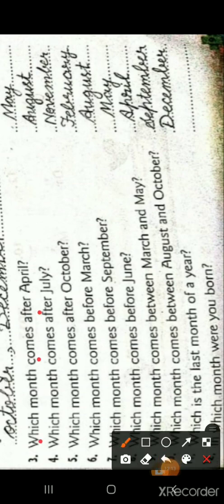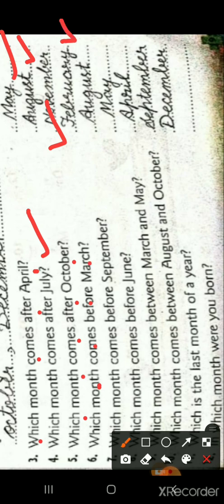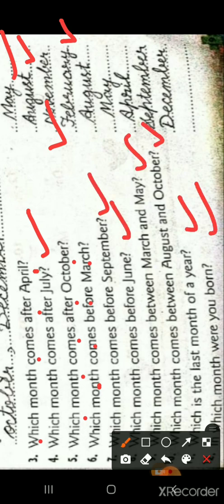Now number 3, you can see the question, which month comes after April? After April, May comes. So you will write May. Which month comes after July? So after July, August will come. Which month comes after October? Yes, after October, November will come. So we will write like this. Number 6, which month comes before March? Yes, before March, February will come. Okay, like this you will solve these questions also in your book.